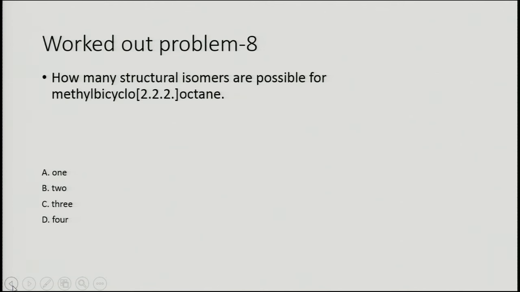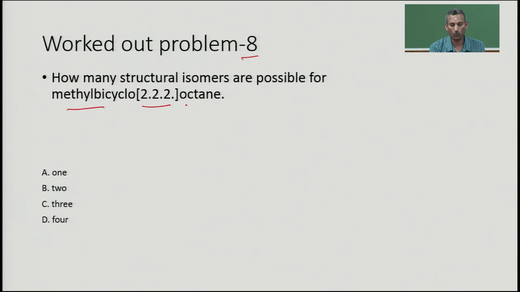So, the next problem here: how many structural isomers are possible for the methyl bicyclo 2-2-2 octane system? 4 numbers are given, 1, 2, 3 and 4. Let us look at the structure of this compound. So, when we say methyl, there is a substituent methyl group and it is a bicyclo system. So, that is the structure drawn here, and there are 2 bridges.